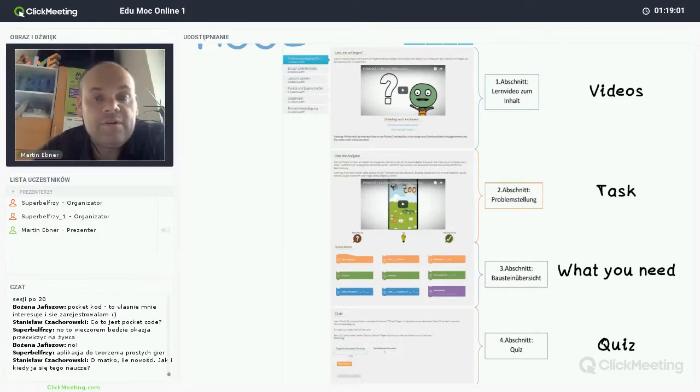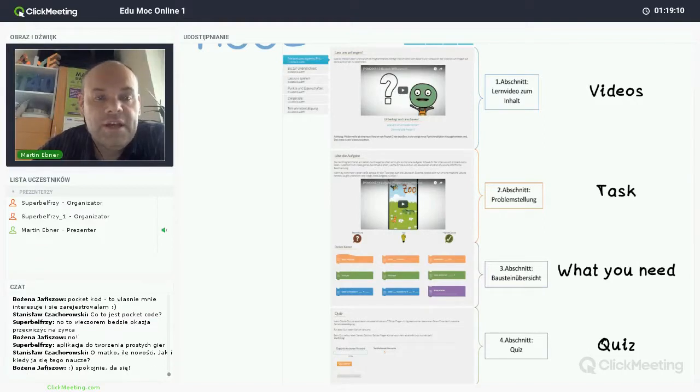And then in the second part you get a task. A task each week. For example, I guess in the first week it was to make your own zoo. And then you get everything you need, including which visual programming blocks you can use to solve this task. And then you get a small quiz that is done week by week.